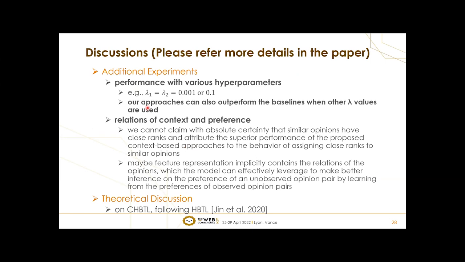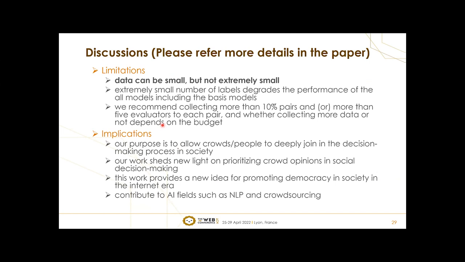And we have some additional experiments with interesting observations. You can check the details in the paper. And we also give a series of discussion on one of the models. The interpretation is that the data can be small, but it should not be extremely small. If it's extremely small, all of the models, including all of the basic models, will not work well. So we give a recommendation on the size of the data.